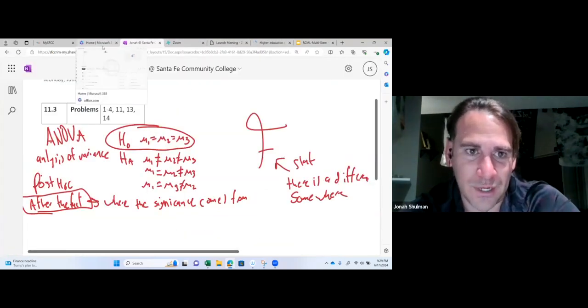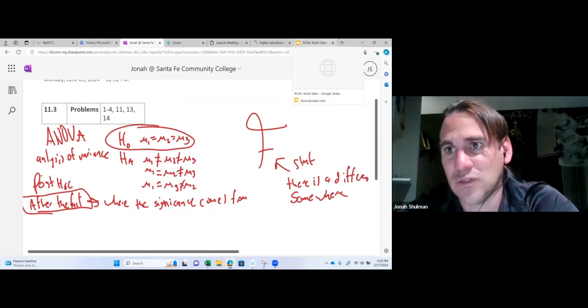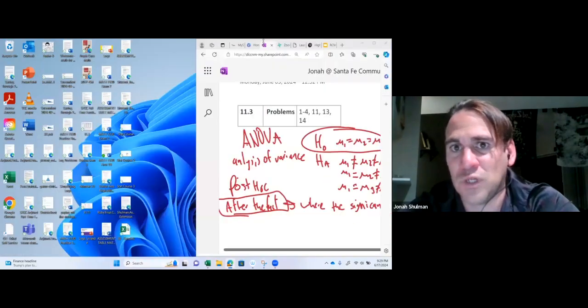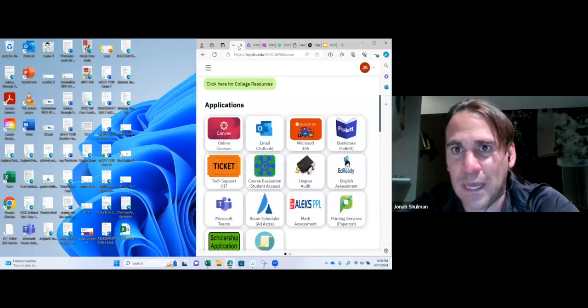So here we go. We're in 11.3. We've got problems 1 through 4, 11, 13, and 14. But let's actually read the book and do the problems, unlike we did for chapter 9, because I'm trying to stick with it. So how do we get to the problems?